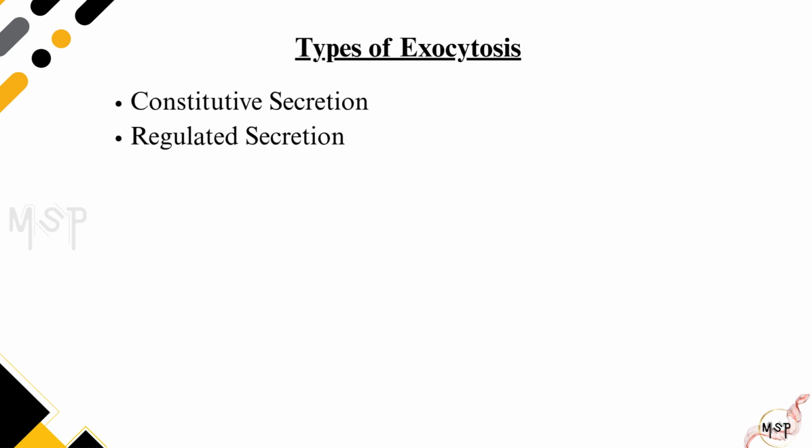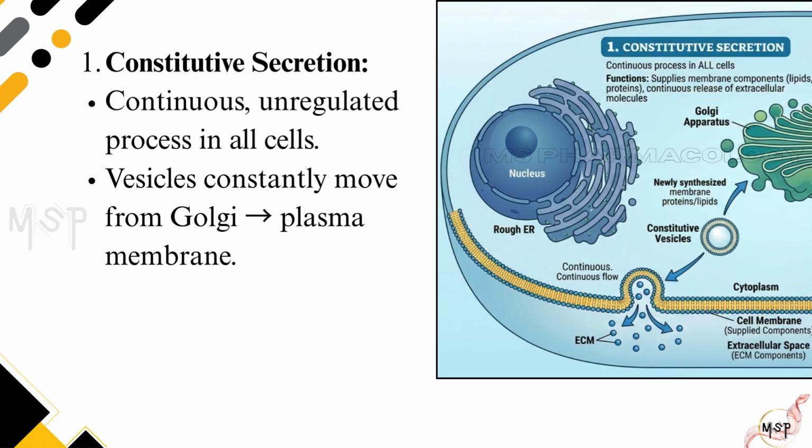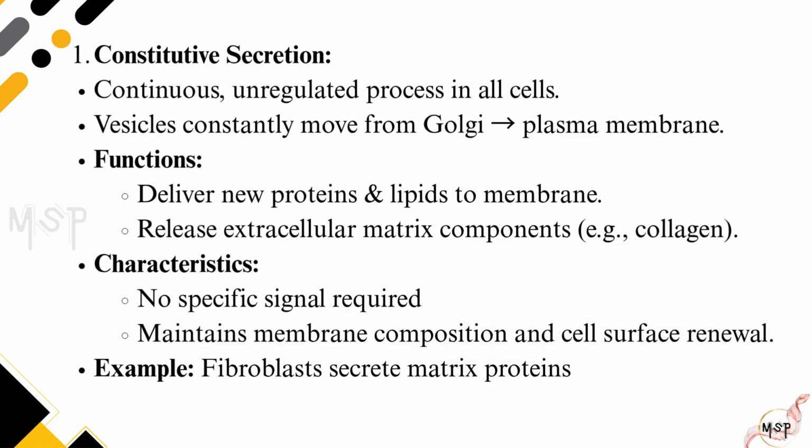Your cells have two ways to ship out molecules: the constitutive path and the regulated path. Here's the difference. Path 1. Constitutive secretion. Think of this like a factory conveyor belt. It's automatic, and it never stops. It is a continuous, unregulated process in which vesicles are constantly transported from the Golgi apparatus to the plasma membrane. It supplies the plasma membrane with new lipids and proteins to replace damaged ones or to support cell growth. Every cell in your body does this 24/7. It does not require a specific signal.